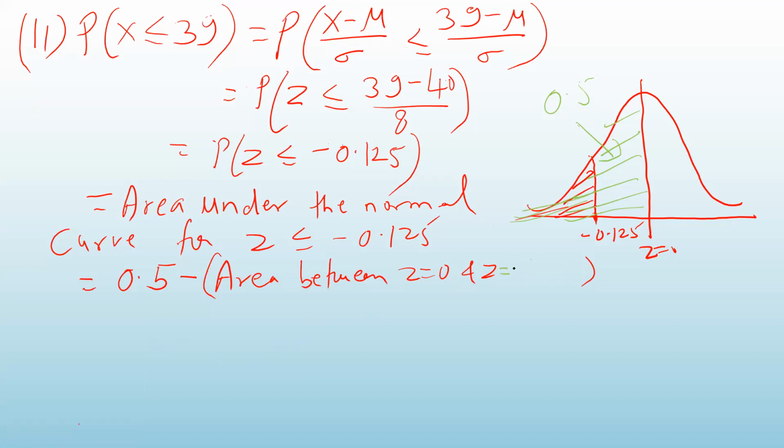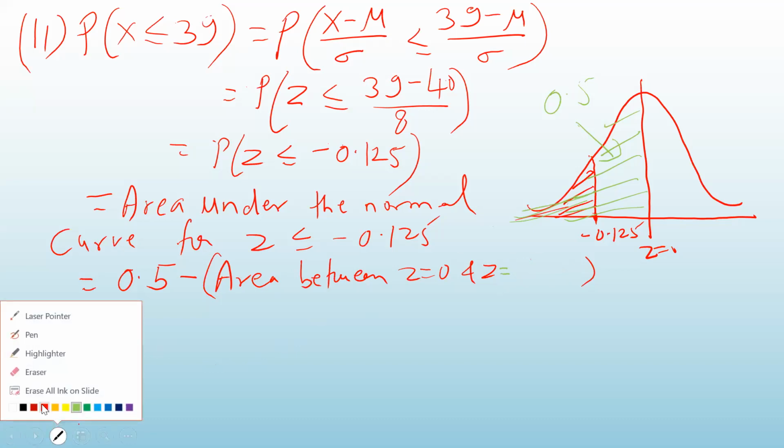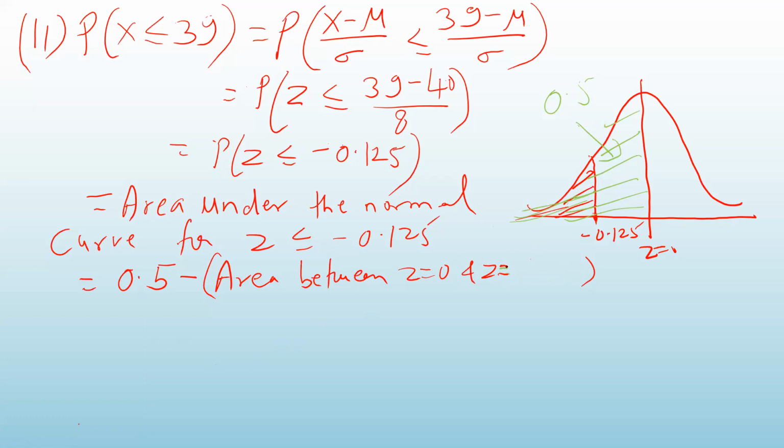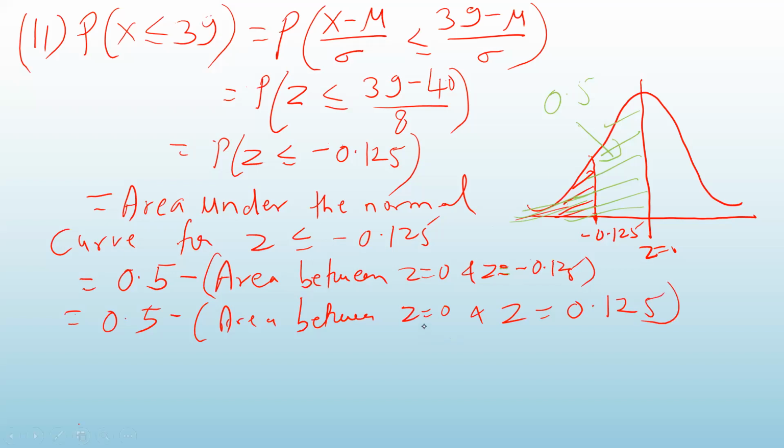And z equal to minus 0.125. But as you know that the curve is symmetric, the area between z equal to 0 and z equal to minus 0.125 will be the same as the area between z equal to 0 and z equal to plus 0.125. See, because this curve is symmetric, whatever is the area between 0 and minus 0.125 will be the same as the area between z equal to 0 and plus 0.125. This area and this area will be the same.